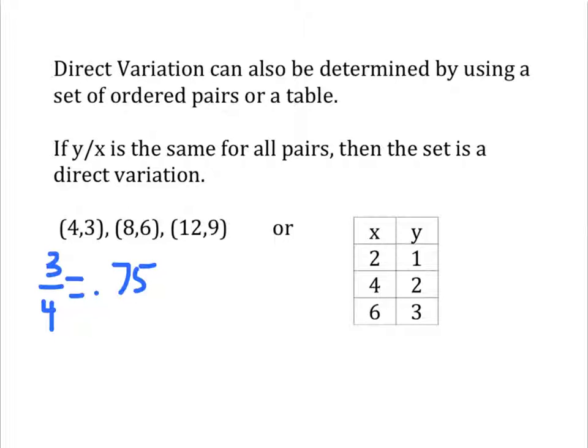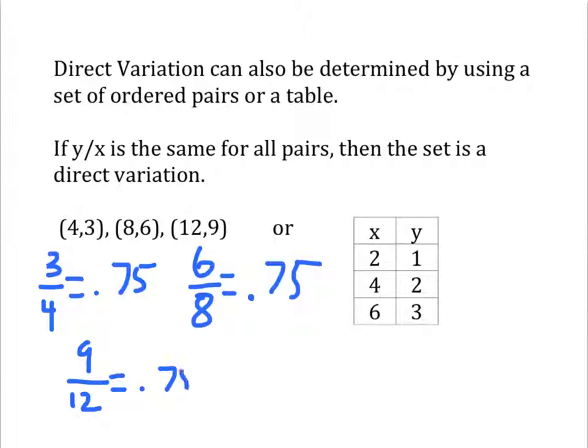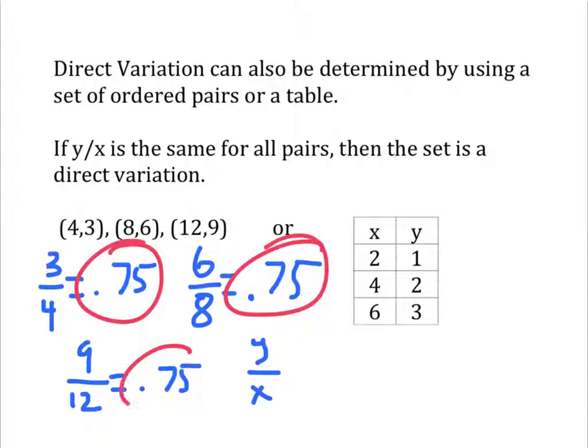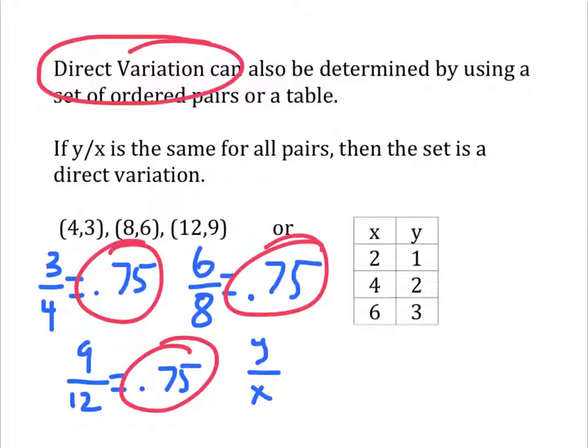And then 6 divided by 8 equals 0.75. And 9 divided by 12 equals 0.75. So what I did there is I divided y by x for each one of my ordered pairs. And we found out that every single one of them was equal to 0.75. So since that was the case, they are a direct variation.